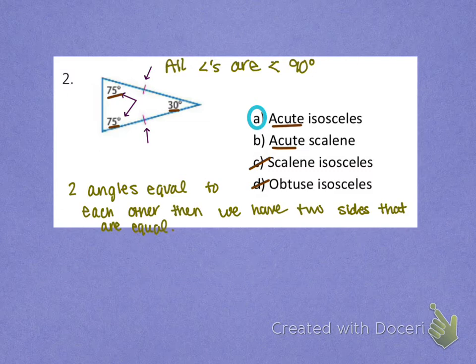Okay, so I want you to press pause and complete numbers 3 and 4. And then press play when you have finished.